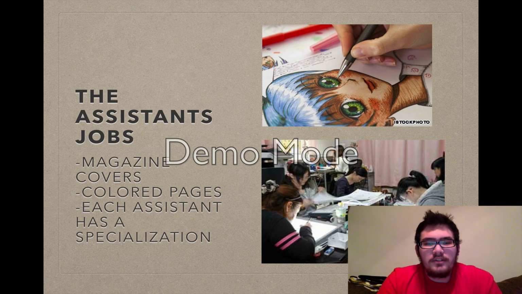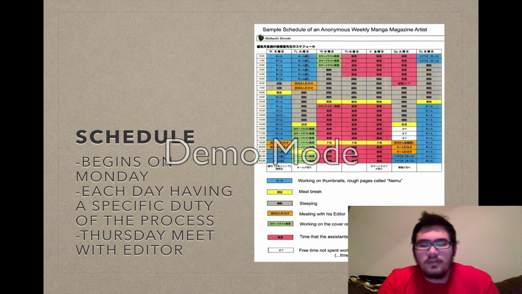Also, a lot of times, if the manga is going to be on the cover of magazines, they'll usually have color pages, which the assistants will also begin to do. Each assistant usually has their own specialization. Some are better at coloring and shading, and others are better at inking.